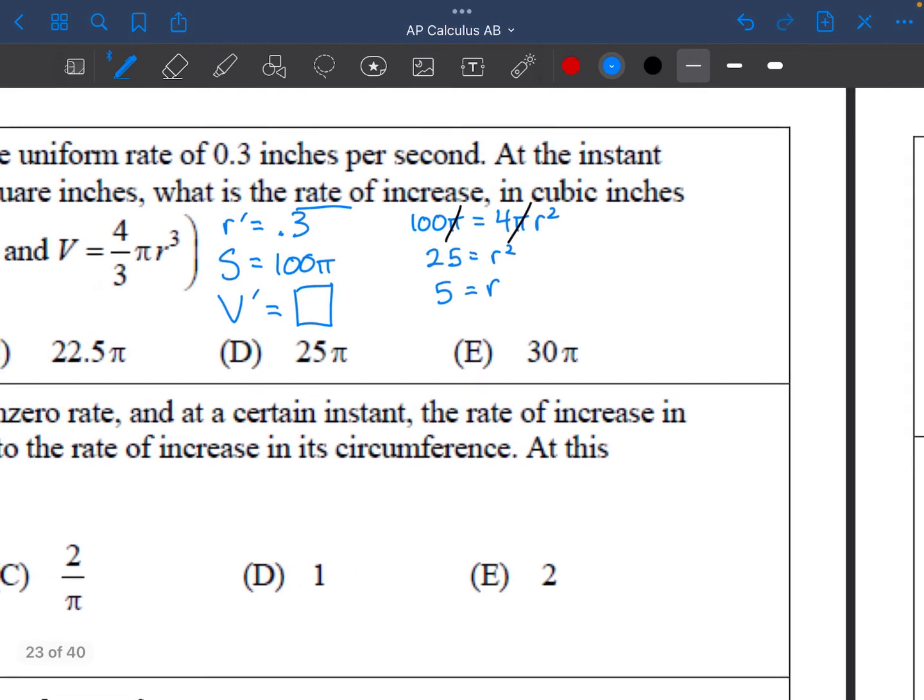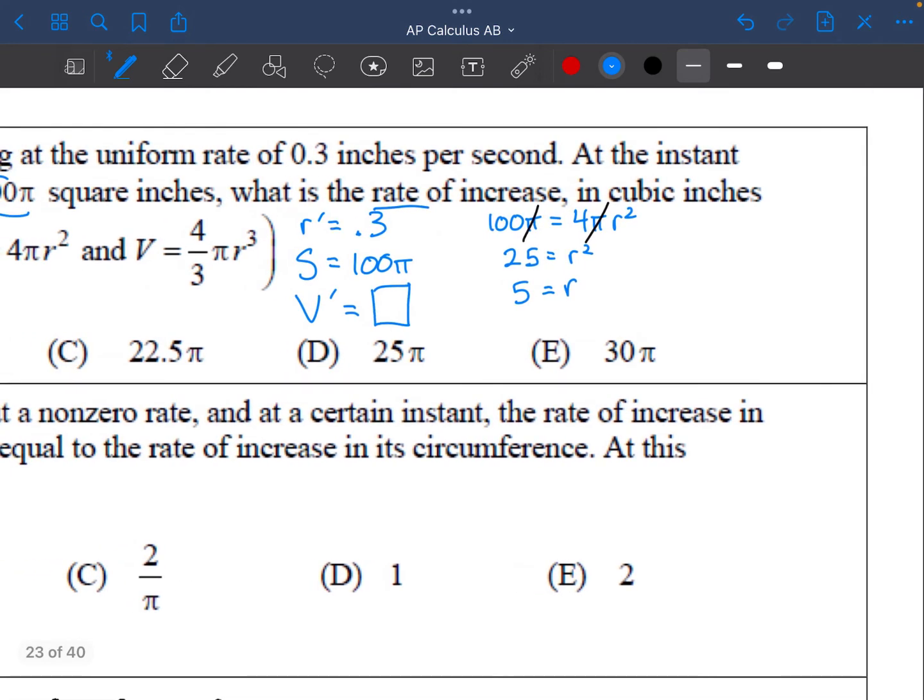So let's find v prime. I'm taking the derivative now of this right-hand side. When I take the derivative, I'm still left with 4/3. So v prime is equal to, I still have that 4/3 out front, and then I have a pi as well. Now I'm going to take the derivative of r to the power of 3. So 3 comes down in front. It's going to be times 3r, and then it goes down a power, r squared. But don't forget, you have a chain rule. The derivative of r is r prime.